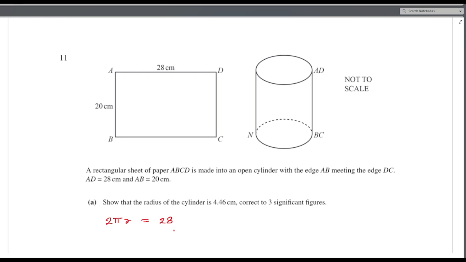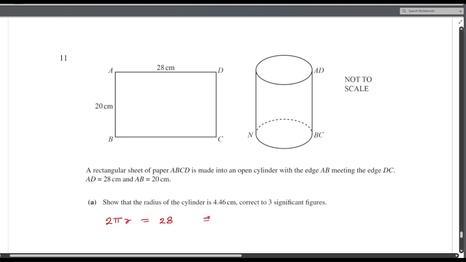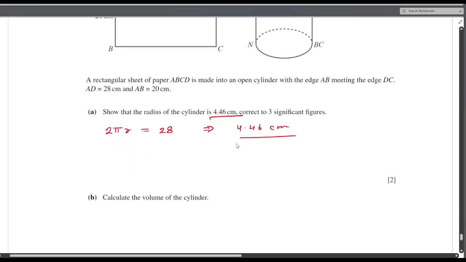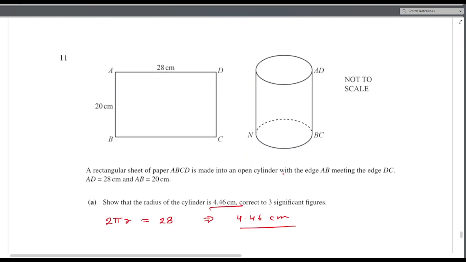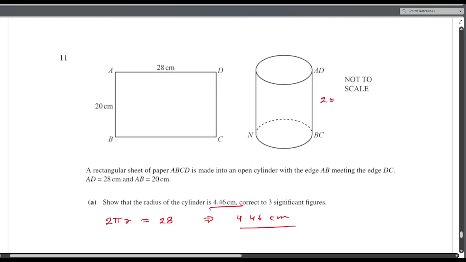So r will be 28 divided by 2 times pi. This 2 times pi I will put in the bracket. So it is 4.46, which gives me 4.46 centimeter. Now this is what I had to show. So this is the calculation. Now calculate the volume of the cylinder. The height is going to be 20.